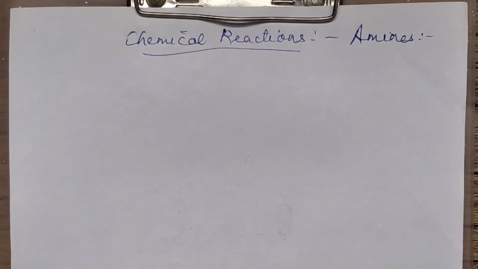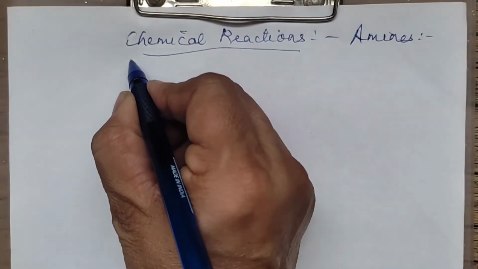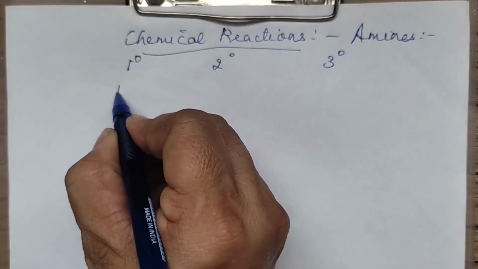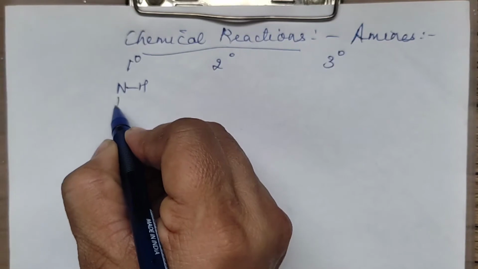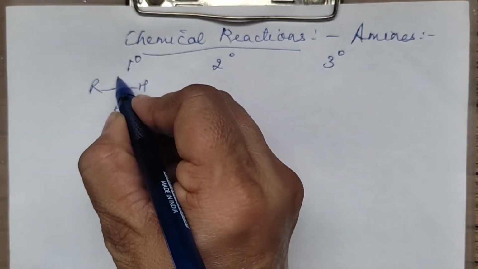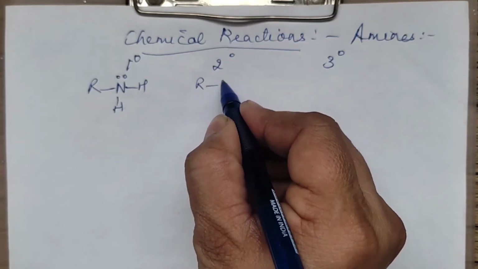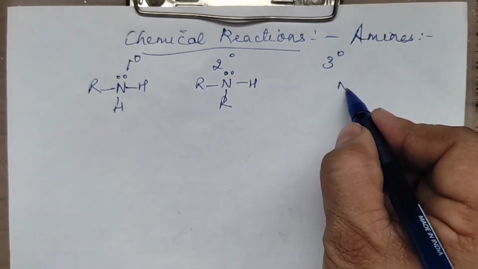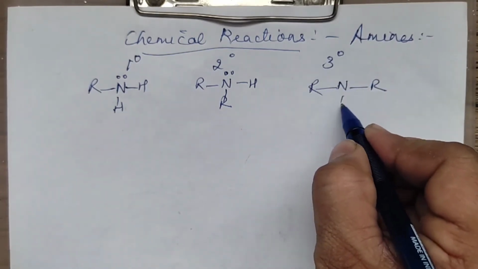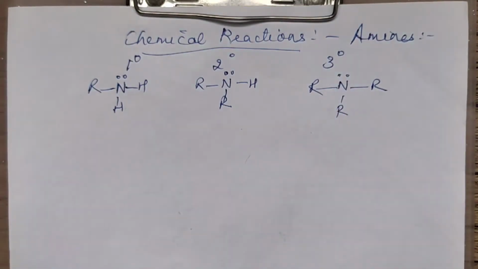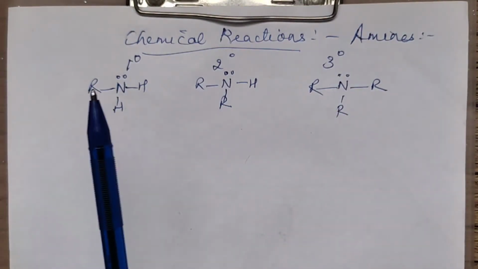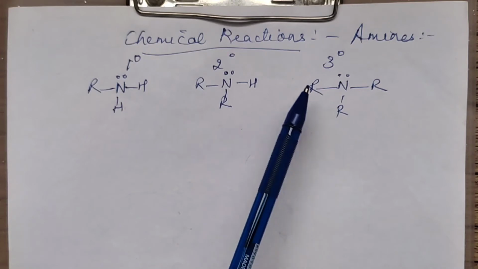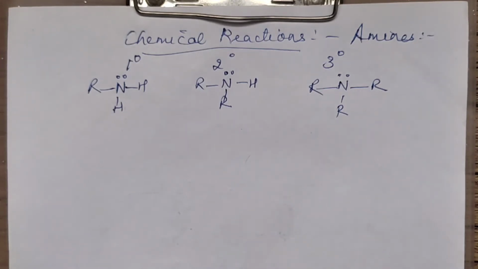Now what are amines? We know that there are three types of amines we have discussed: 1 degree, 2 degree or 3 degree amines. If I am talking about a 1 degree amine, I have 2 hydrogens and 1 alkyl radical. There is one lone pair present, of course. And if it is a 2 degree, there are 2 R's, 1 lone pair, 1 H. And if it is a 3 degree, all 3 are R's, alkyl radicals. So that means in ammonia, if 1 hydrogen is replaced by alkyl, it is 1 degree. If 2 hydrogens are replaced by alkyl, 2 degree. And if 3 of them are replaced by alkyl, it is 3 degree.